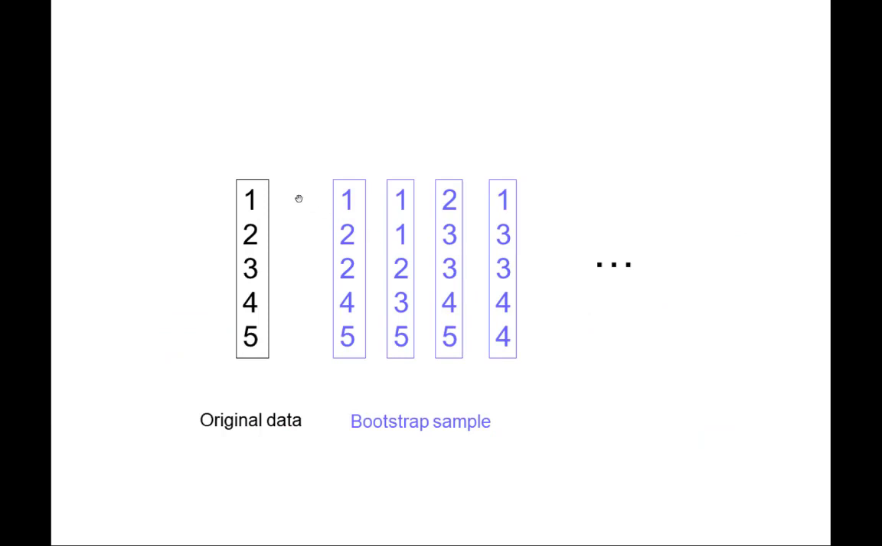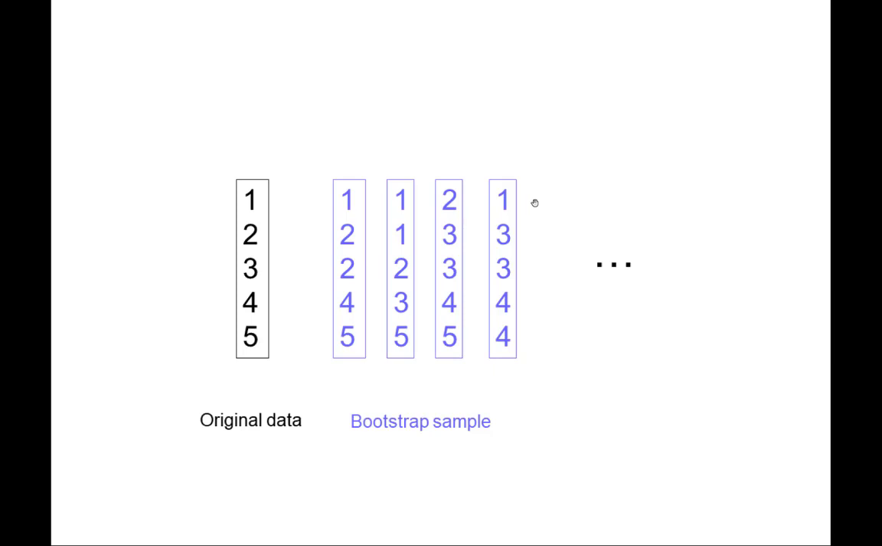So let's say we have only 5 data points, 1 to 5. And then in a bootstrap process, we randomly pick one of the original training data points and put it in the new set, the new bag. It's called a bag. Each time we do it randomly. So we pick 1, and then 2, and then we pick 2 again, and then maybe 4, maybe 5.